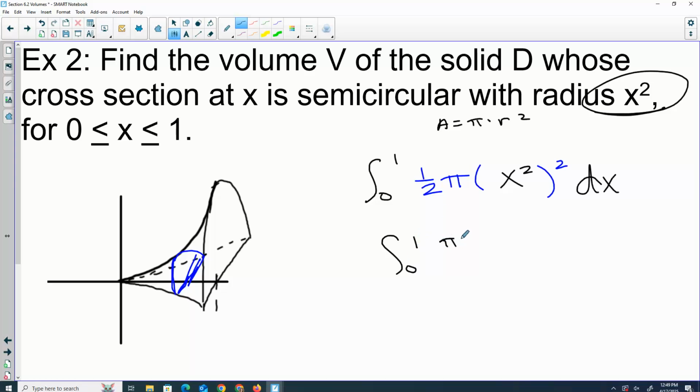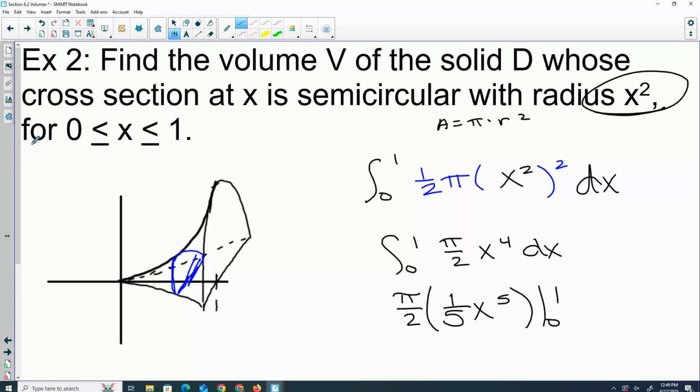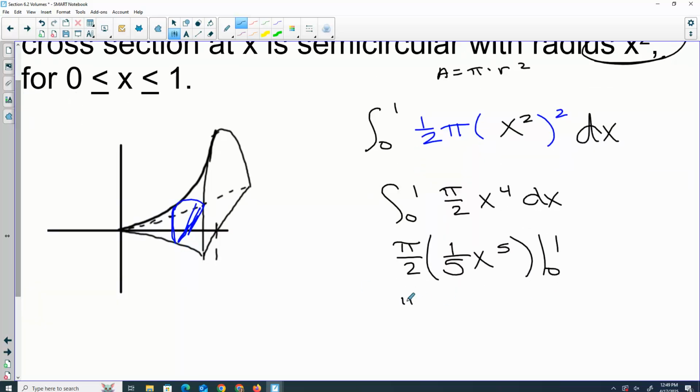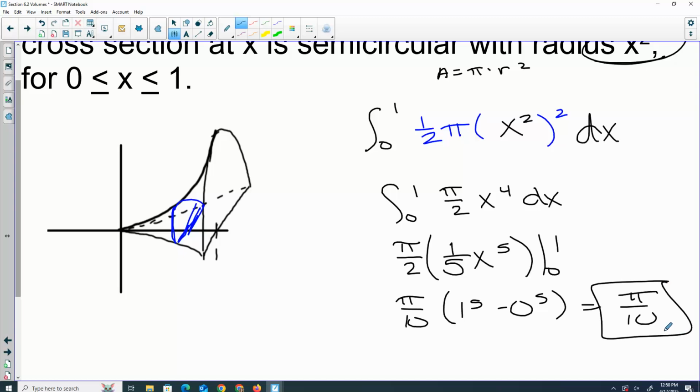1/2 times pi, I'll just write that as pi over 2 x to the 4th. Okay, so if you want, you can just pull out the pi over 2 or keep it, whatever you're most comfortable with. What's the antiderivative of x to the 4th? 1/5 x to the 5th. So we get pi over 10 times 1 to the 5th minus 0 to the 5th, or pi over 10. So you just found the volume of that figure.